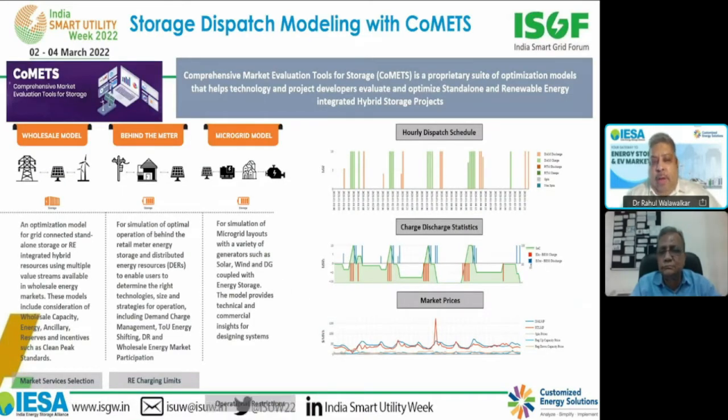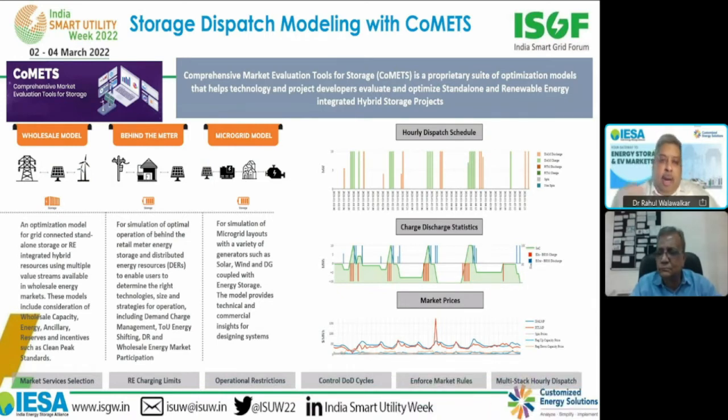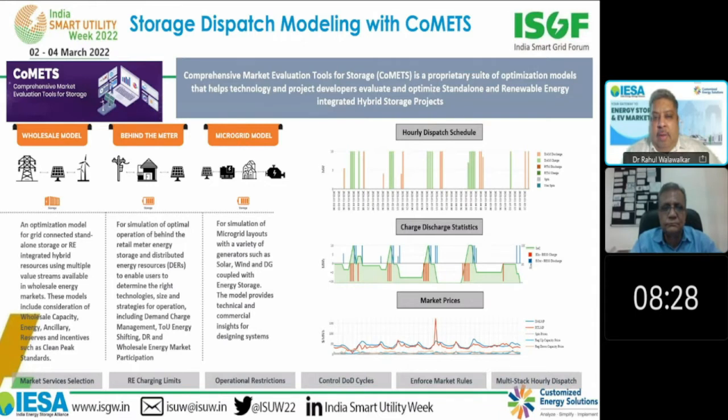This is again, the numbers I showed were at a high level with a simple spreadsheet calculation, but when you are doing commercial grade projects, you need to look at actually daily, hourly dispatch cycles, how many cycles you are doing at a full discharge, how many cycles at a partial discharge. So you need much more sophisticated analysis than what can be done with a spreadsheet. So that's where we have developed this platform called COMETS, Comprehensive Market Evaluation for Storage, which has been used by more than 200 companies over the last decade for building more than 2 gigawatt hour of projects around the globe.